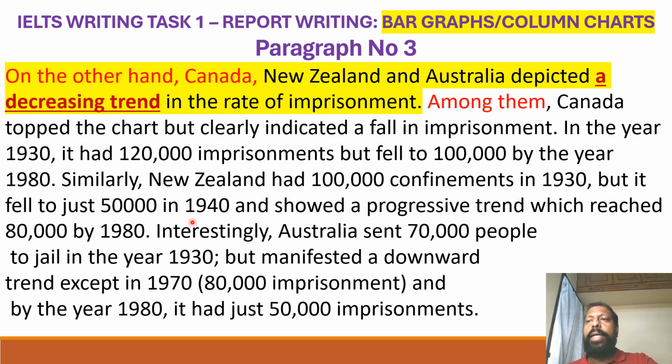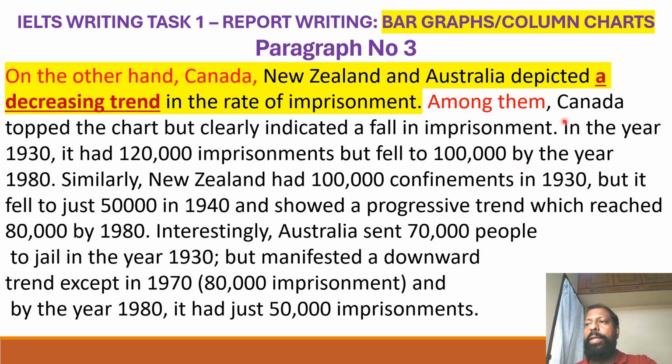On the other hand, Canada, New Zealand and Australia depicted a decreasing trend in the rate of imprisonment. What is this sentence? It's all about the topic sentence. We are just telling the examiner what we are going to write in this paragraph. Now we have to provide the data. Among them, Canada topped the chart but clearly indicated a fall in imprisonment. In the year 1930, it had 120,000 imprisonments but fell to 100,000 by the year 1980.